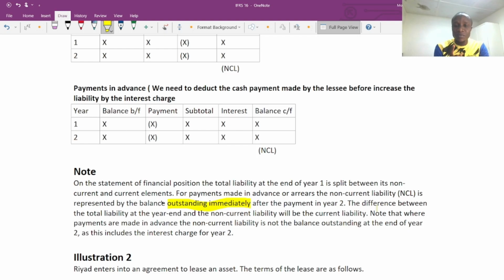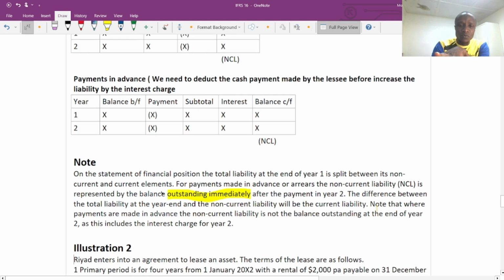Note that where payments are made in advance, the non-current liability is not the balance outstanding at the year end of year two. Why? Because it contains the element of interest charge. So we are going to use the subtotal to split between the current liability and the non-current liability when payment is done in advance. Very simple, and it's crystal clear.